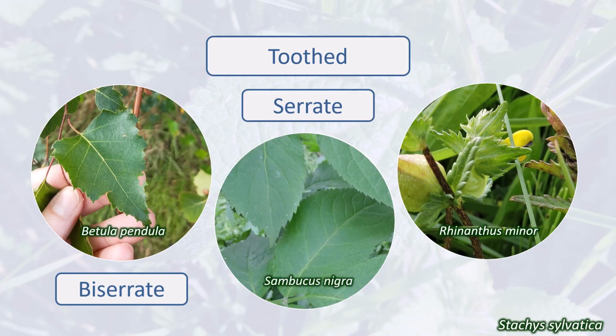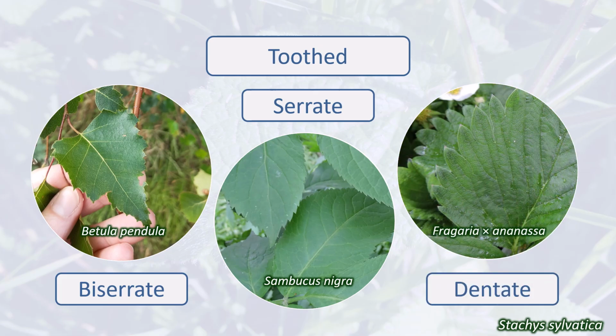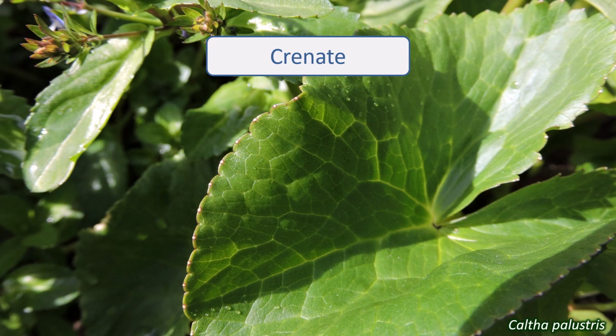In serrate margins, the teeth point towards the tip of the leaf. In dentate margins, the teeth point straight out. Serrulate and denticulate indicate that these teeth are small. Crenate means the margin has rounded projections.